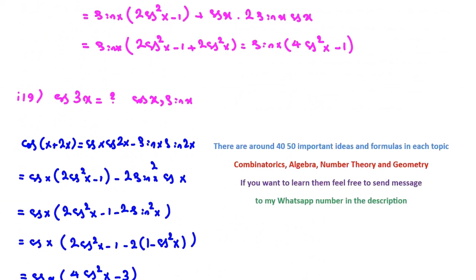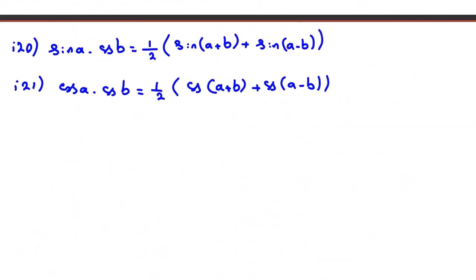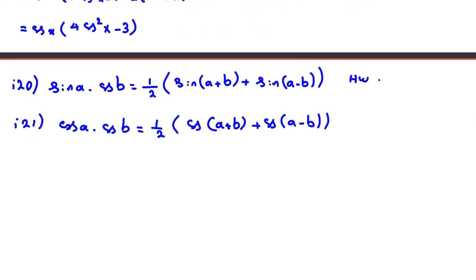So I told you 3 homeworks, I think. So homework 4, try to prove this by the previous ideas. Prove. Homework 5, try to prove also this one by the same thing. Now, we found the product of sine cosine. We found the product of cosine cosine. So what is left? Idea 22.